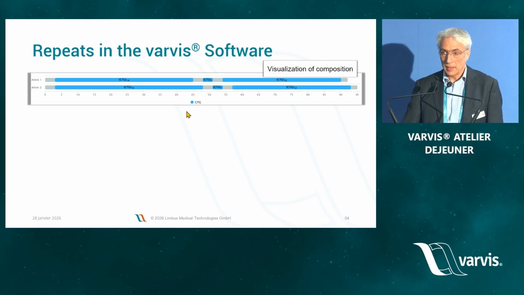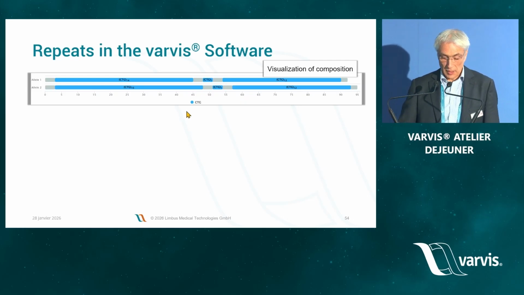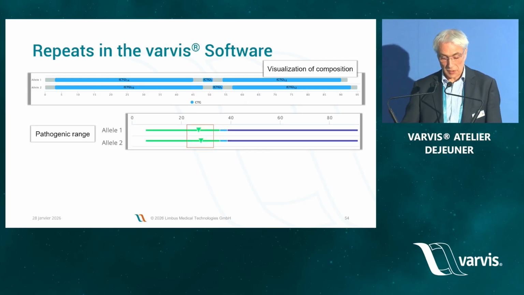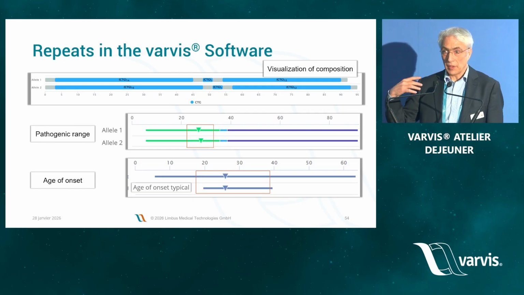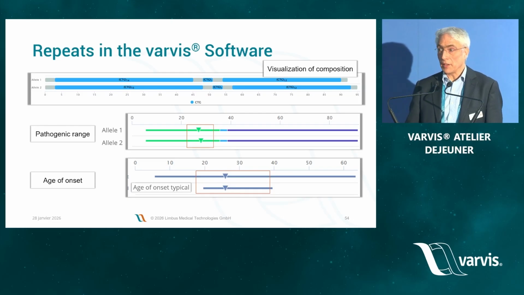The gray interruptions are visible. We also indicate very clearly, there's a negative sample here, if the repeat expansion is in the benign range, in the intermediate range, or in the pathogenic range. And we also provide you with information about the age of onset, first for all the reported individuals, and also what the typical age of onset for the disease would be.